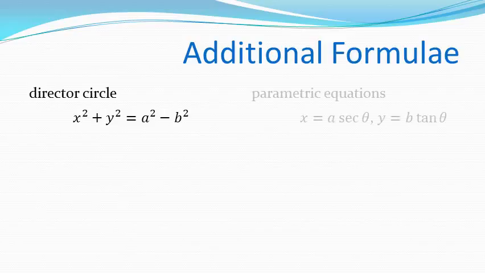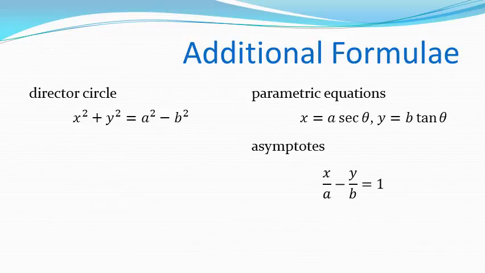There are some additional formulae. So the equation of the director circle is x squared plus y squared equals a squared minus b squared. The parametric equations are x equals a secant theta, y equals b tan theta, and the asymptotes are two lines given by x by a minus y by b equals 1 and x by a plus y by b equals 1. So these are two lines which are tangent to the hyperbola at infinity.